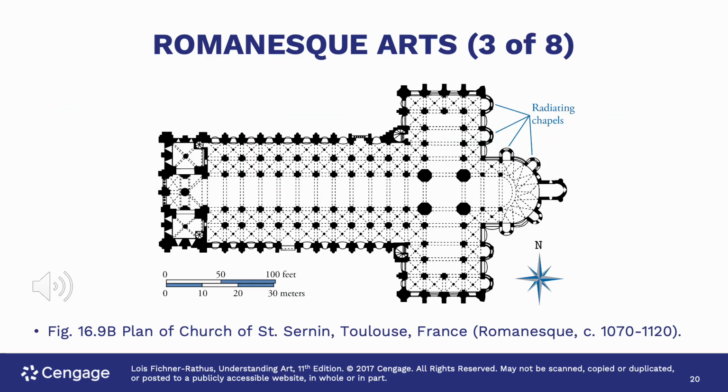Look at figures 16.9a, 16.9b, and 16.9c. St. Sernin in Toulouse is one of the largest Romanesque churches. Its design includes radiating chapels where relics could be displayed.